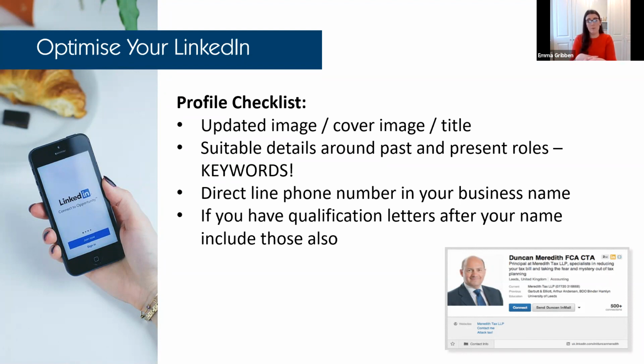Your title is what will show up when people tag you or see your post appearing within their newsfeed. Then include suitable details around your past and present roles. This is your opportunity to include keywords. If it's relevant, include a direct line phone number in your business name so people can quite literally lift the phone and ring you from LinkedIn. I haven't done that, but I have included it in my overview along with my email address and my website URL. And then if you've worked hard in your industry to get those qualification letters to show you are experienced and qualified in what you do, now's not the time for modesty. Pop them in there as well.